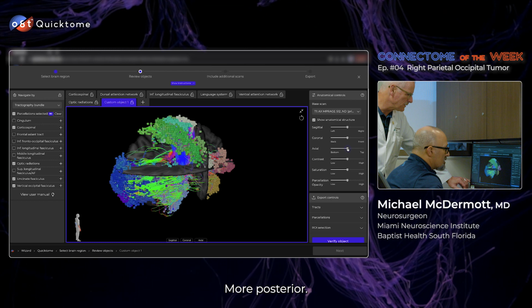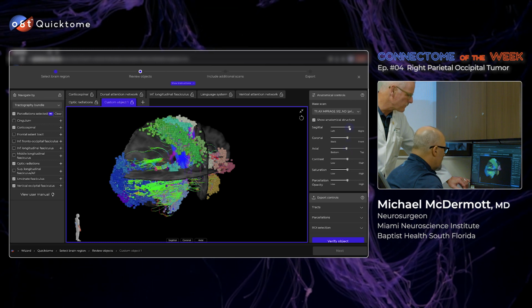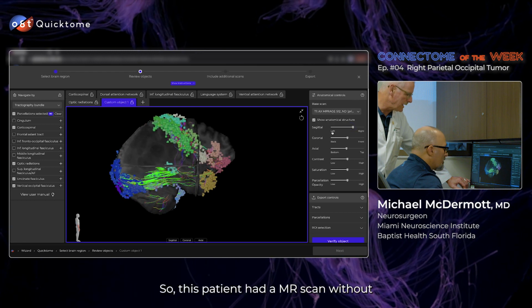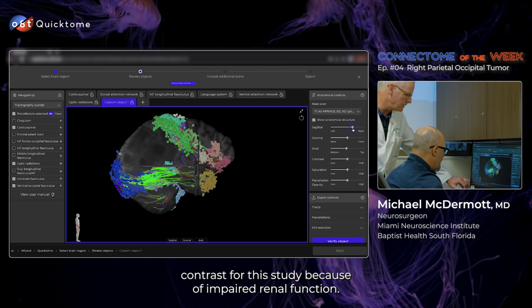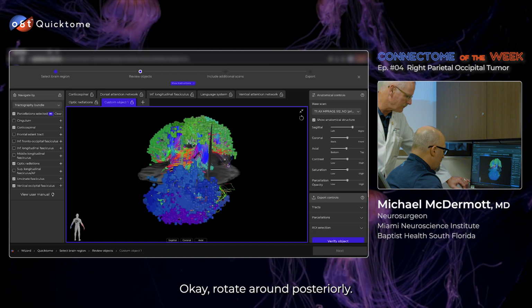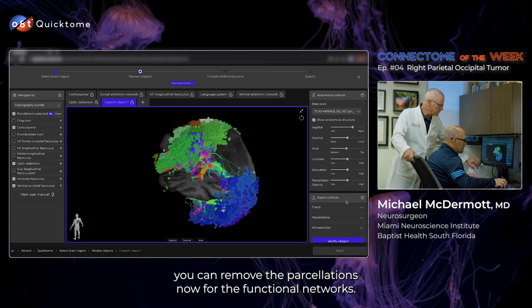More posterior. So this patient had a MR scan without contrast for this study because of impaired renal function. Okay, rotate around posteriorly. All right, John, you can remove the parcellations now for the functional networks.